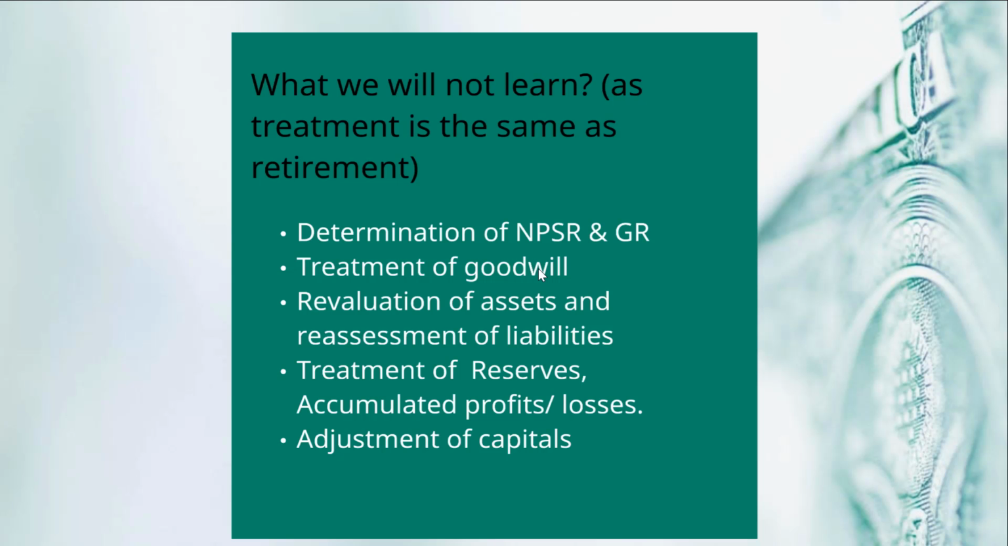So among the issues that need to be addressed, which we saw in the previous slide, these 5 issues will not be covered in this course of death of partner. The reason being, it has already been covered in retirement, and dealing with the issue in the case of death of partner is the same way as you would deal with in the case of retirement.